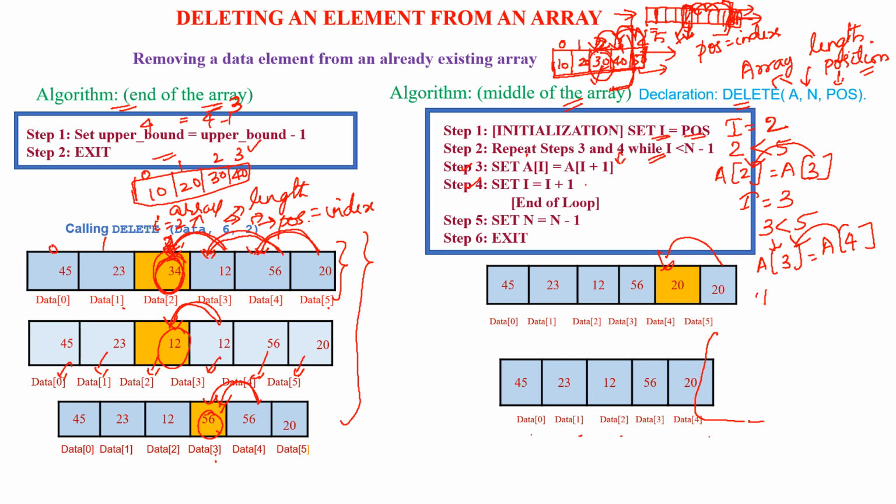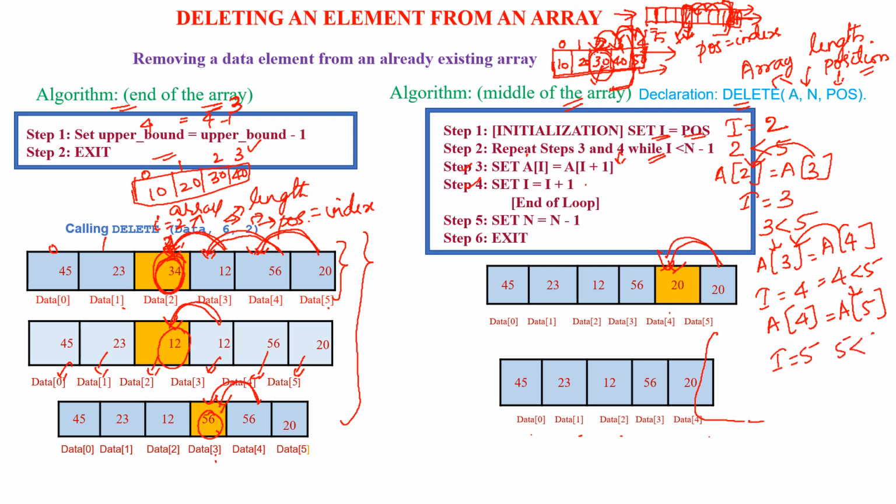Again I will be incremented. I will be equal to 3 plus 1, I will be equal to 4. Next it checks the condition, whether 4 is less than 5. Yes, the condition is true. So a of 4 will be equal to a of I plus 1, that is a of 5. Data of 5 will be shifted to data of 4. 20 will be shifted. Now I will be again incremented. I will be equal to 5.